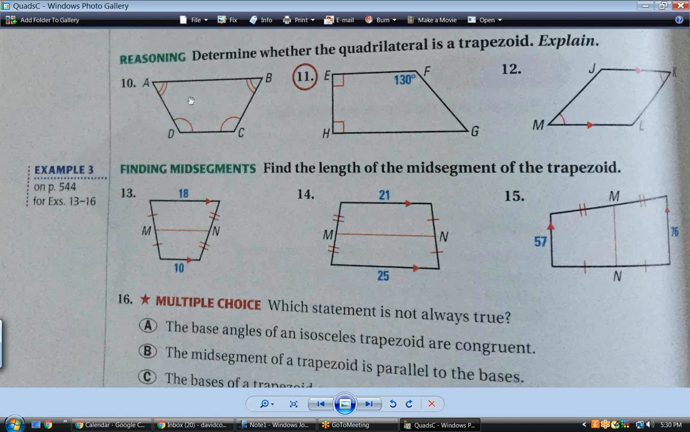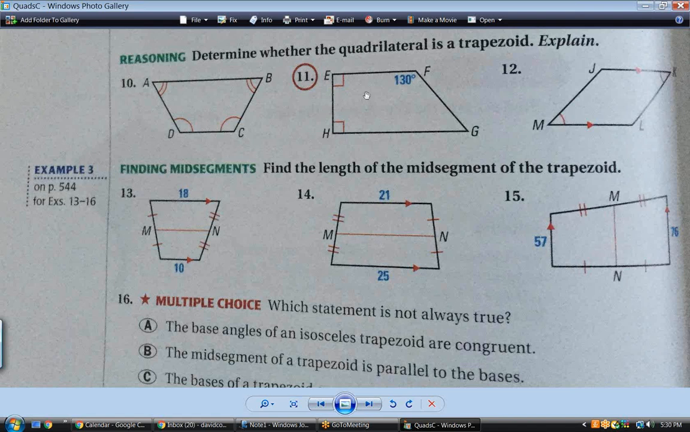And remember, with isosceles trapezoids, you have adjacent angles that are equal. Well, it's not really proper to say adjacent angles because A and D are also adjacent. But A is equal to B and D is equal to C. That makes it an isosceles trapezoid.